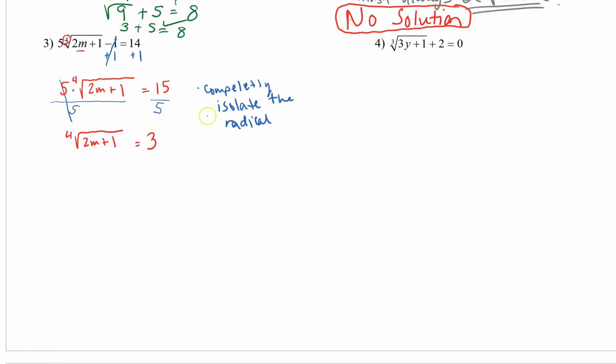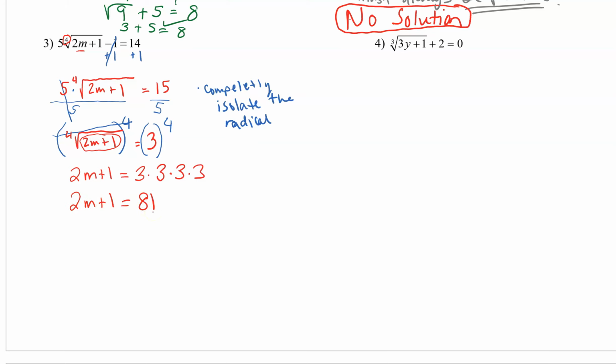Okay, now I got to the place where I wanted, where the radical is completely isolated. Now it is a 4th root, so to cancel it out, I'm going to need to raise it to the 4th power. And then to keep the equation true, I'll need to raise the other side to the 4th power as well. So the power you raise the radical to must match the index. That's how they will cancel each other out. And then I'll be left with just the 2m plus 1 that was on the inside. And on the right side, I'll multiply 3 by itself 4 times and get 81.